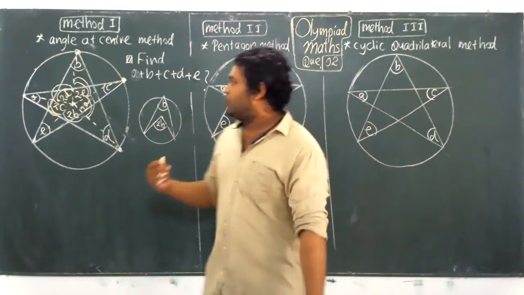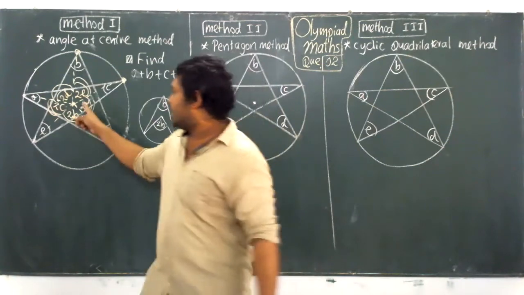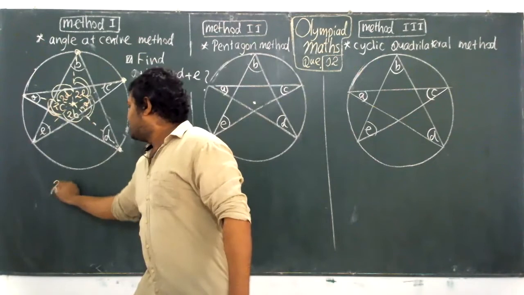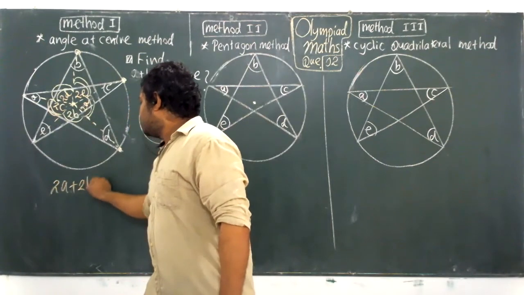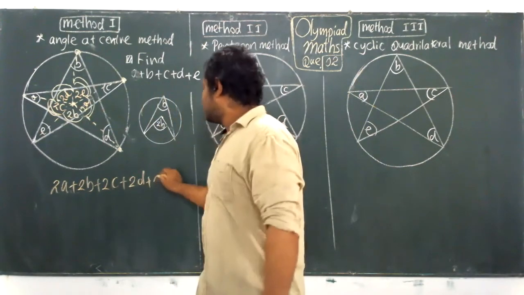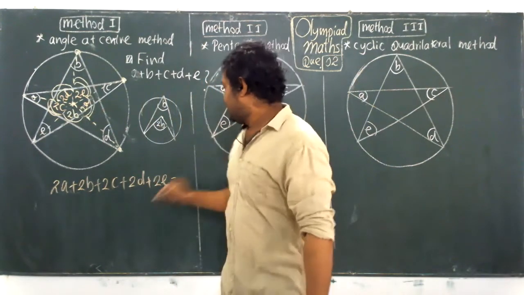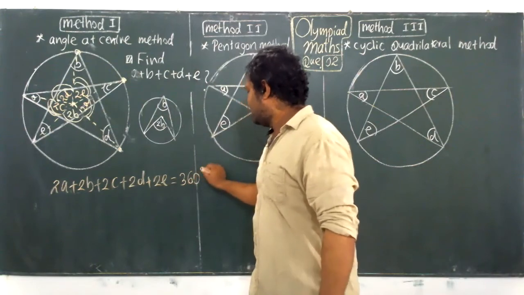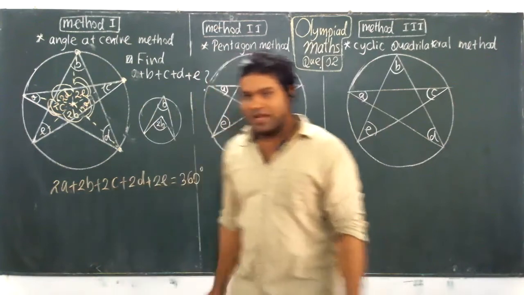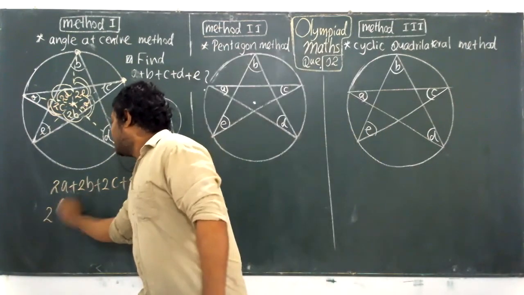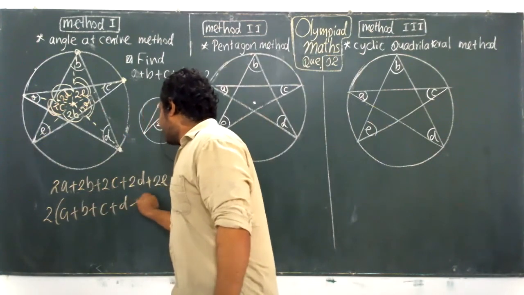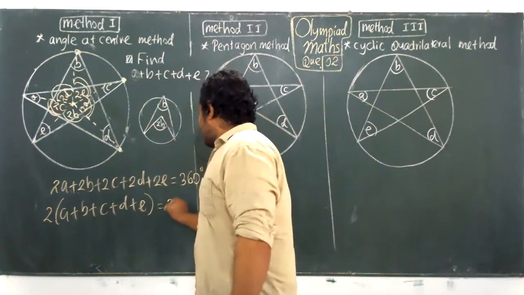Therefore, I can write down the sum of all: 2A plus 2B plus 2C plus 2D plus 2E equals 360. Now every term has 2, therefore I can take 2 out as a common factor. Then I can write the remaining factor equal to 360.